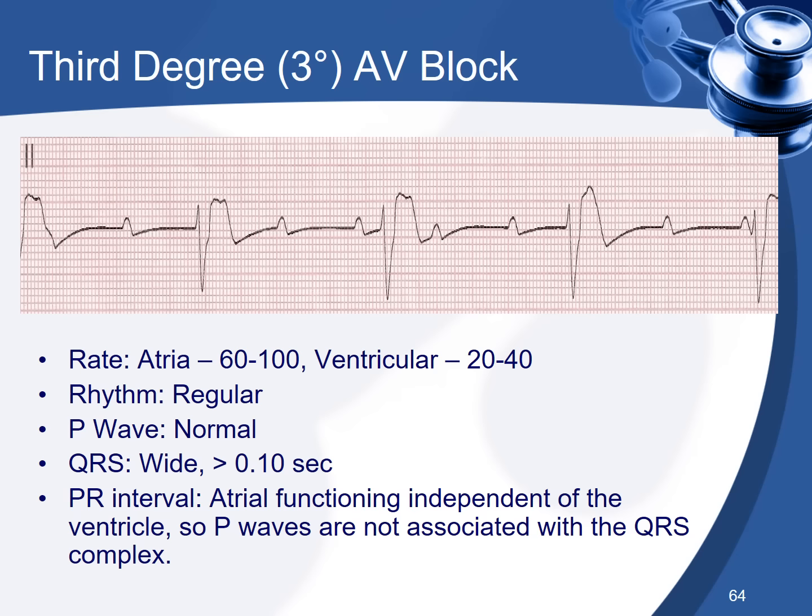Second degree type 2: they have a communication problem. The person comes home for dinner a couple of times on time, then they don't come home at all, and then they come home again, they don't come home at all. And third degree, we're getting a divorce here, because the atria is doing its own thing, the ventricle is doing its own thing, and nobody's talking to anybody else. So think of it as a communication block.